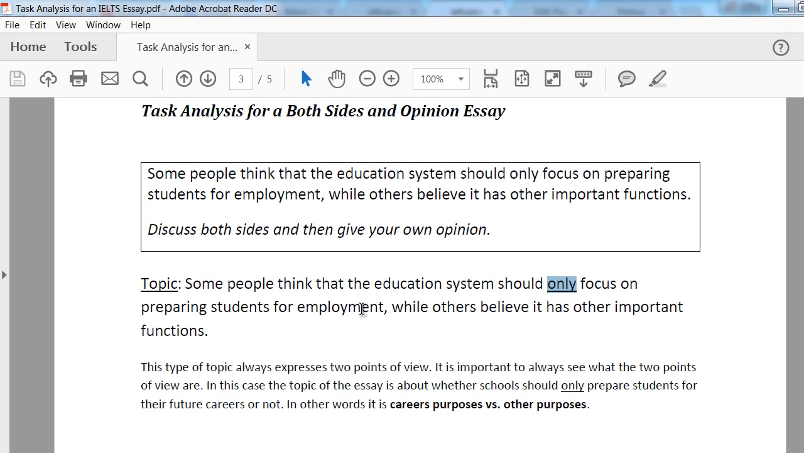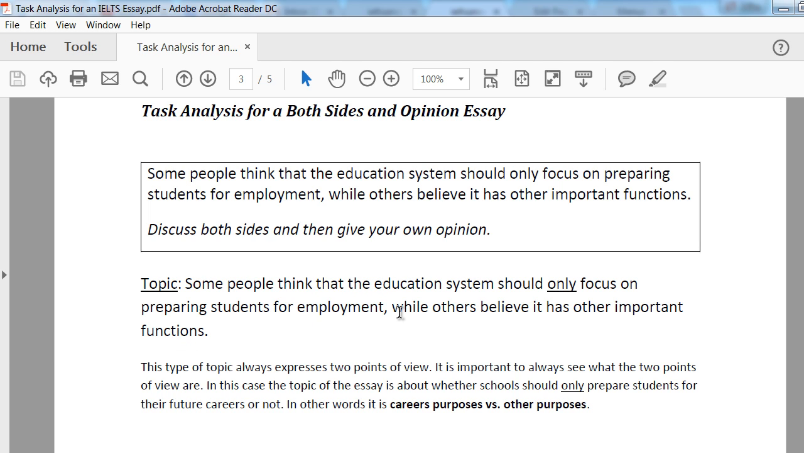Now, what that means is that the education system doesn't have any other purposes, that it should only be about helping young people get jobs and to have successful careers, and that nothing else should be done in school. And then we could have reasons for that, such as if we only focus on employment, then we'll be able to achieve better outcomes through that focus. And other arguments could be that some of the other functions that schools do now can be done elsewhere. For instance, sports classes can be done outside of school, and that school time shouldn't be wasted on that.